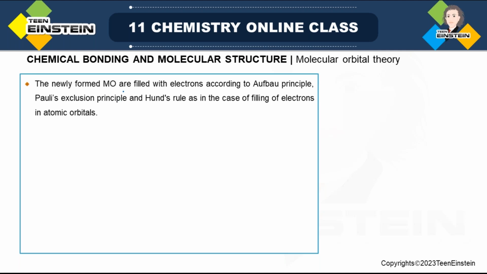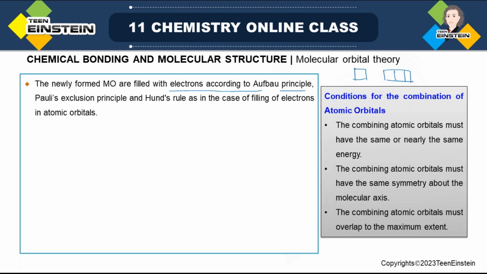So these newly formed MOs are filled with electrons according to the Aufbau principle, Pauli's exclusion principle and Hund's rule. So these three are still applied, so there is nothing new. We already know that when we write any electronic configuration, suppose 2s or 2p, there are certain rules: the Aufbau principle, Pauli's exclusion principle, Hund's rule, all these we follow. When it is MO and you are filling molecular orbitals with electrons, the same rules are still followed, as usual.